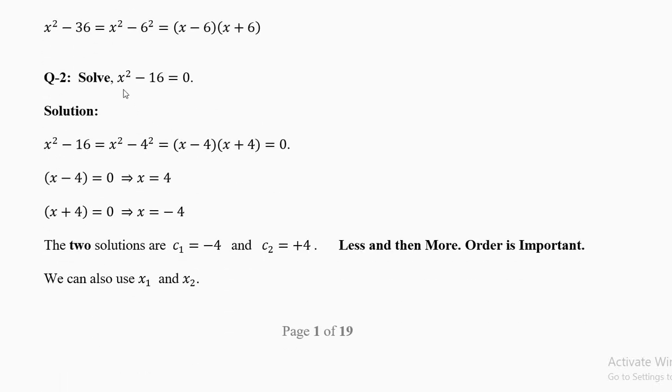Example 2, solve x square minus 16 equal to 0. This is the kind of equation we will be needing in today's topic. x square minus 16 is x square minus 4 square, which is equal to x minus 4 into x plus 4 equal to 0. In mathematics, when we multiply two brackets and get 0, that means the two brackets are 0 on two different occasions. So first time x minus 4 equal to 0, take the minus 4 to the right, your solution is x equal to 4. Second time x plus 4 equal to 0, you take the plus 4 to the right, you will get x equal to minus 4.